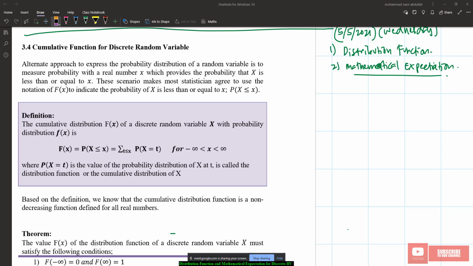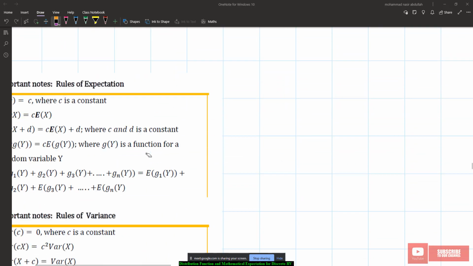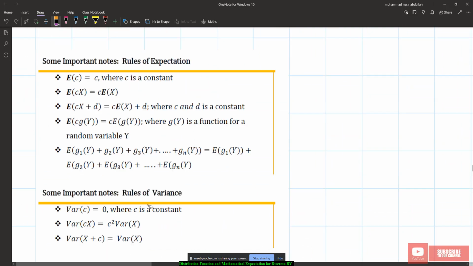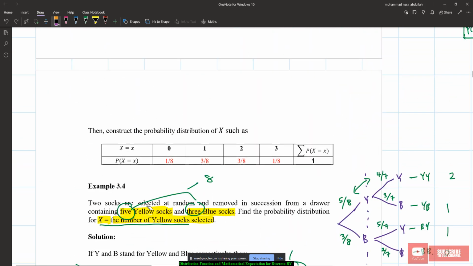Today we're going to continue on our syllabus, chapter 3, under discrete random variables: the probability distribution for a discrete random variable. Last class we already looked at the probability distribution for a discrete random variable. We already understand basically the concept of probability distribution, right?